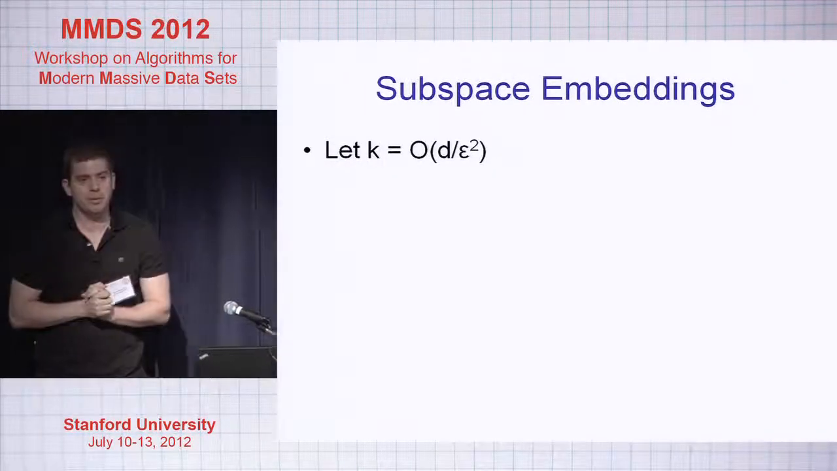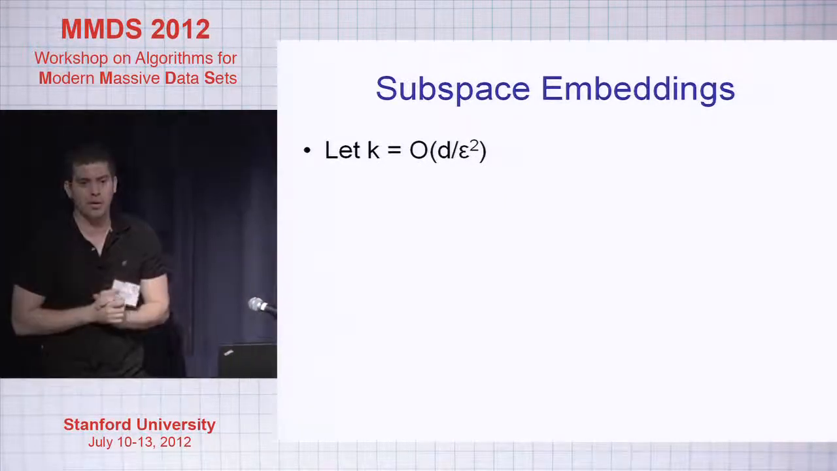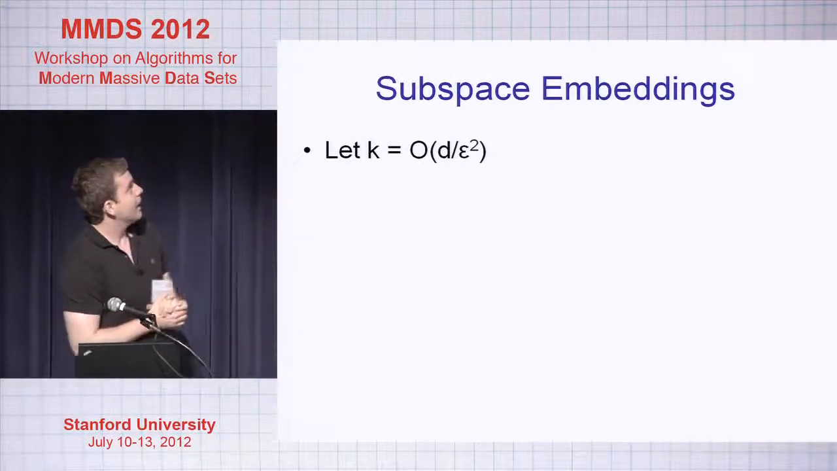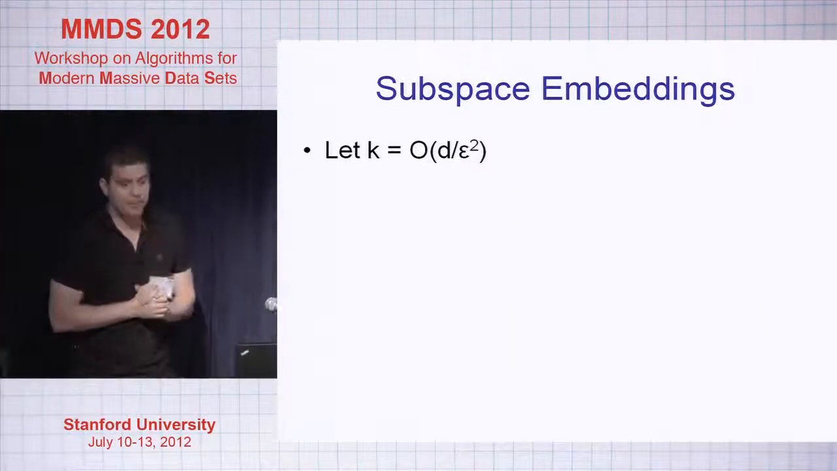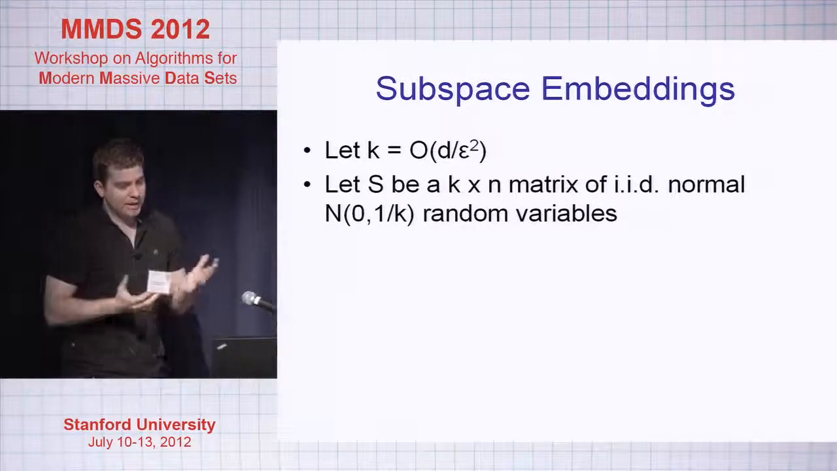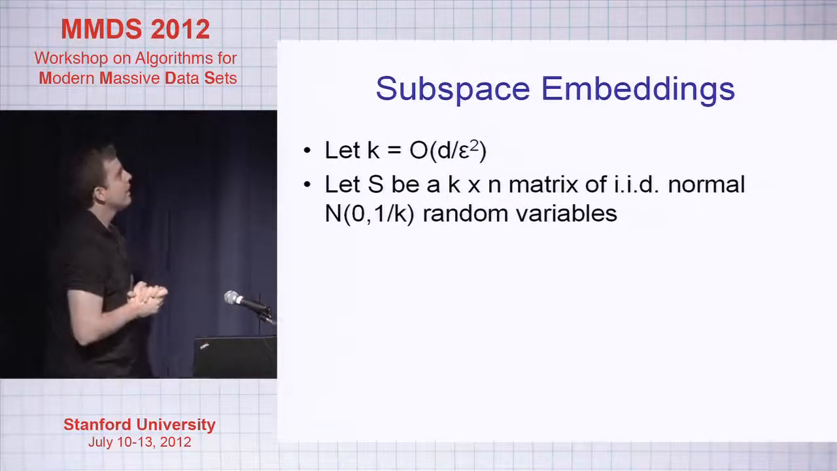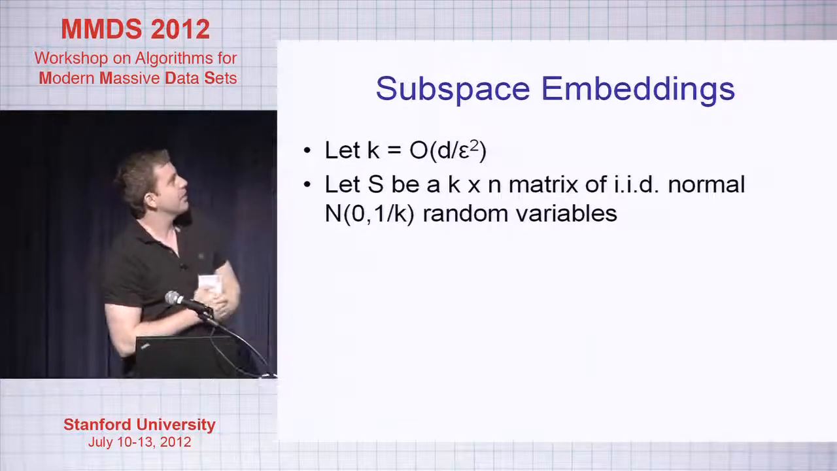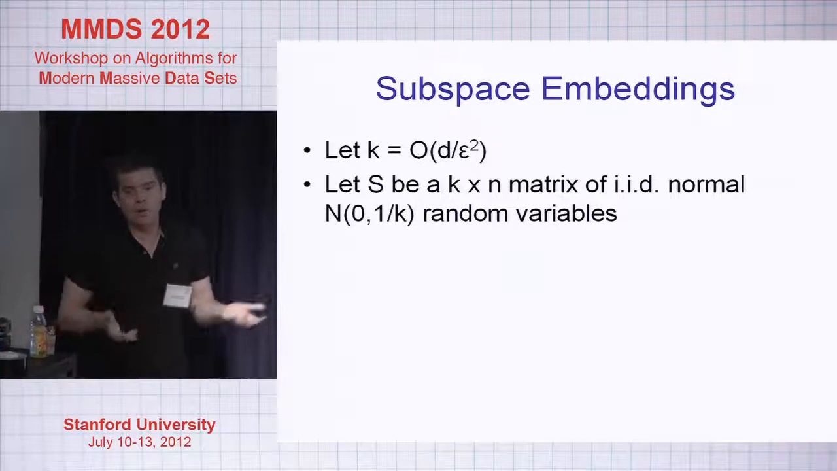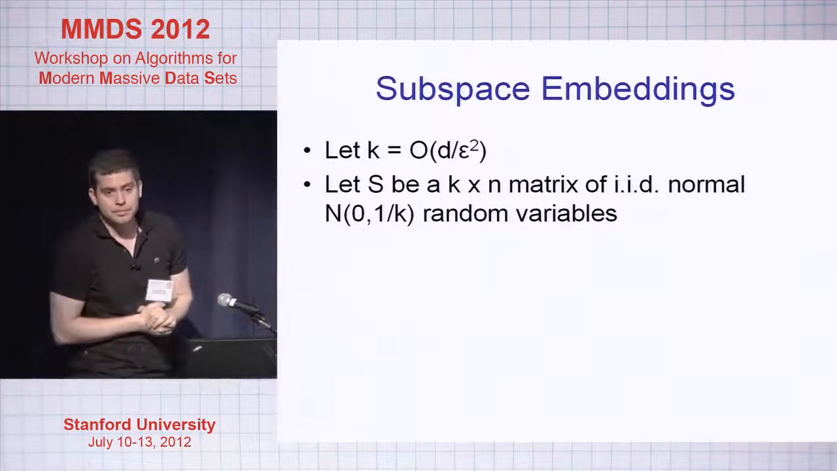Okay, so I'm going to talk about a tool called subspace embeddings, which will be sort of at the heart of our result. So let K be order d over epsilon squared. We call this an n by d input matrix. And so this here is just a known result. I'm introducing subspace embeddings. So consider a matrix S, which is K by n, and the entries are just IID normal random variables, 0 mean, and say the variance is 1 over K.